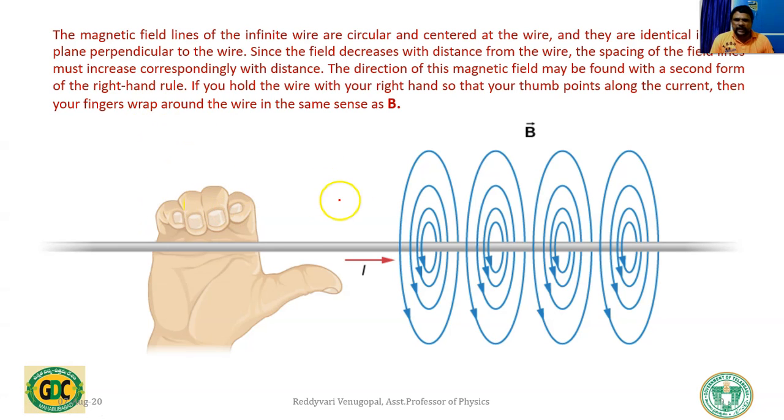Now, let me explain about the magnetic field lines because of the straight current carrying wire. The magnetic field lines of the infinite wire are circular and centered at the wire. Just observe these diagrams. This is a straight current carrying wire. If you consider this particular plane, the magnetic field lines are circular in shape. They are concentric circles centered at the current carrying wire.